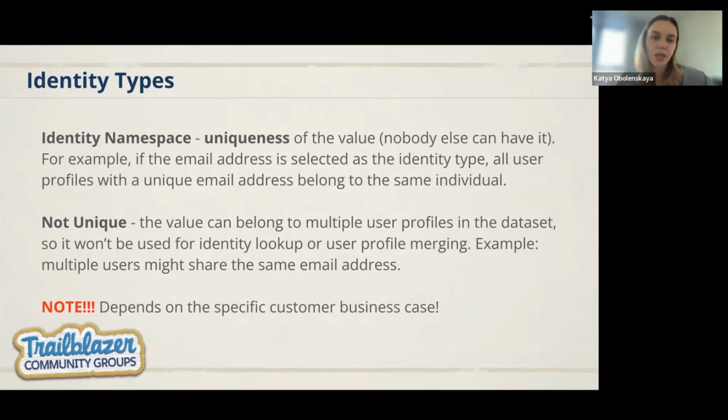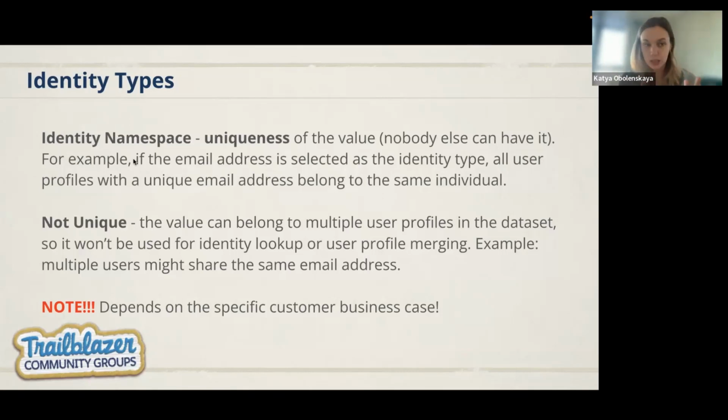So let me explain. The identity namespace, as it's called in personalization, is responsible for navigating the system in terms of the uniqueness of the value. Once we set this up as the identity namespace, it means that this value is very unique and nobody else can have it.